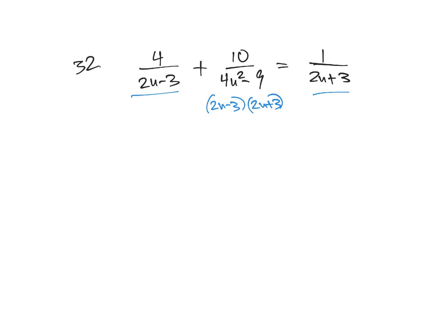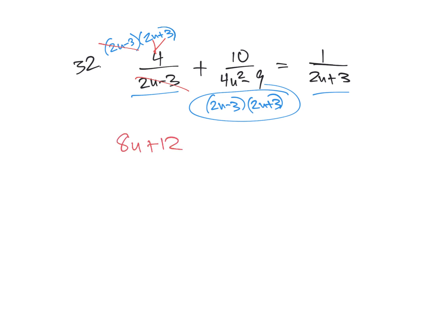So the common denominator is the 2u minus 3 and the 2u plus 3. So notice what happens if we multiply the first fraction by that. Okay, so at this point, you should notice that the 2u minus 3 reduces out, and then you have to distribute the 4 through there. Okay, so you get 8u plus 12 all over 1. Understand? That's important that I know that you understand that. However you want to do it, it's the same thing. So go ahead and keep going.